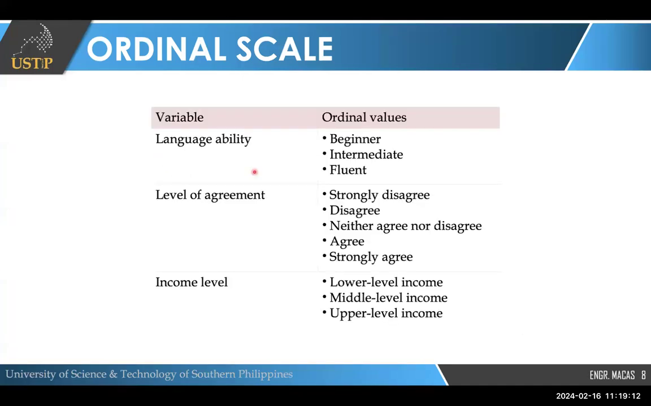Another example is the variable language ability. The ordinal values would be beginner, intermediate, and fluent. Another is level of agreement: strongly disagree, disagree, neither agree nor disagree, agree, strongly agree. You can see that these have levels, as opposed to your nominal scale, like income level: lower, middle, upper. But again, we don't know the difference between categories. That's for the ordinal scale.